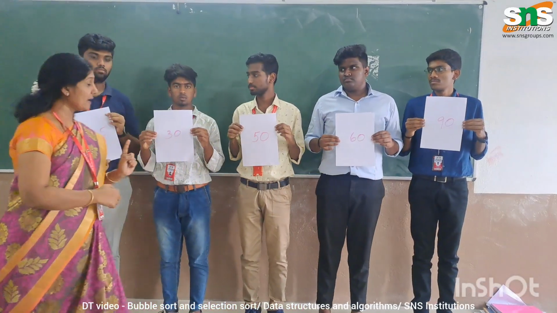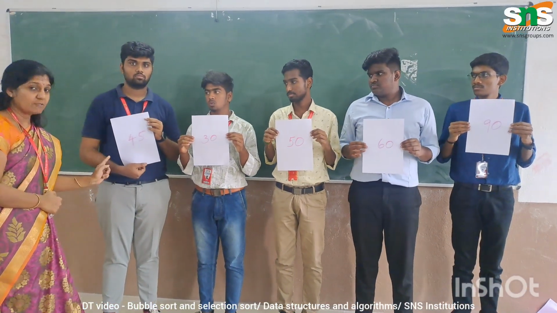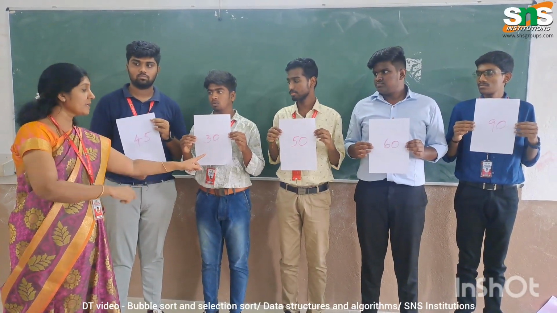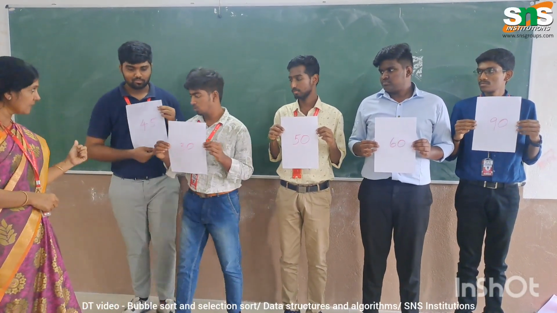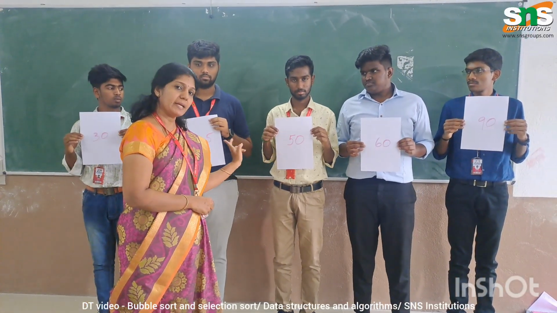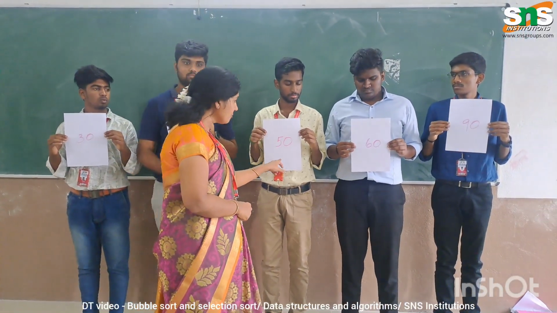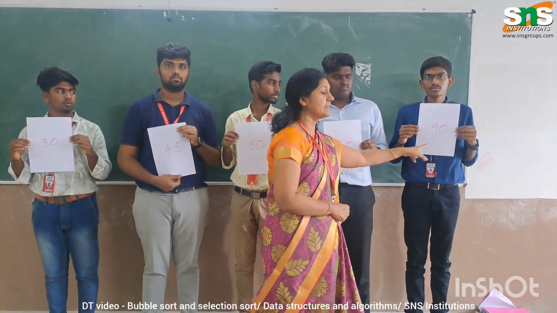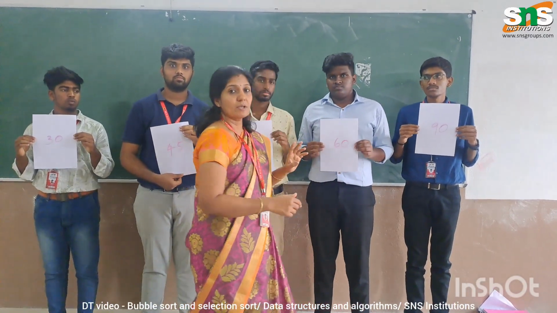Then our second iteration begins from the first element. Again 45 is compared with 30. It is not in order. We have to swap it. 30 comes here, 45 goes there. Then 45 is compared with 50. It is in order, no issue. 50 is compared with 60. It is in order. And 60 is compared with 90. It is in order.